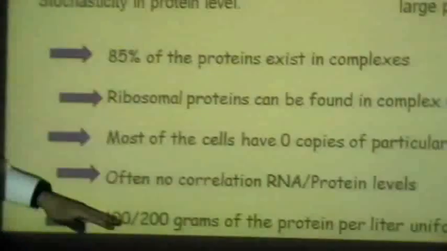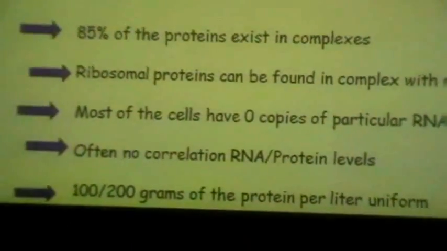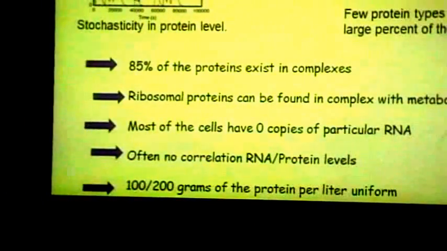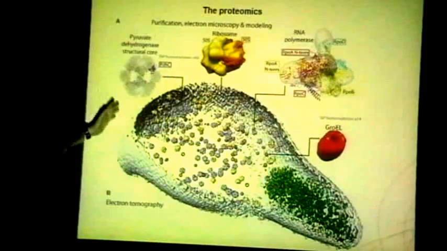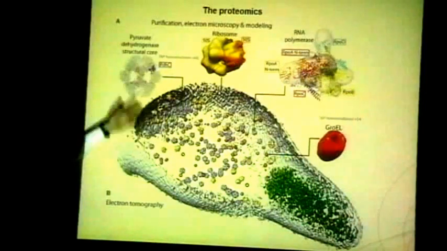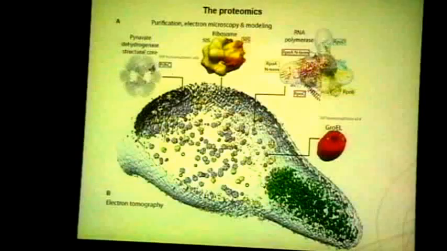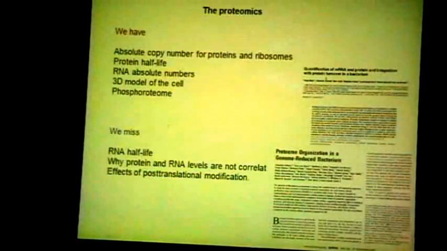Next, what do we have from the proteomics? We have absolute copy numbers for proteins and ribosomes. We have protein half-life. We have absolute numbers. We have this beautiful picture of the 3D cell. And also we are able to identify the phosphoproteome. This is not really complicated. What we miss is that there is still no mass spectrometry method for accurately predicting RNA half-life. We still don't know why we so frequently find anti-correlation between the level of mRNA and proteins. And also we miss the effects of post-translational modification, but that can be done by mass spectrometry methods.